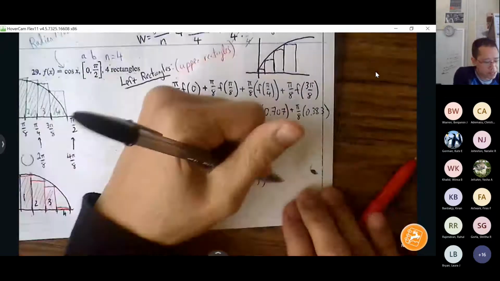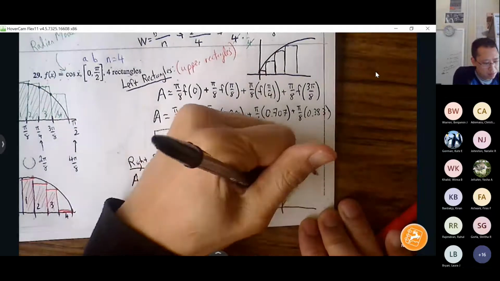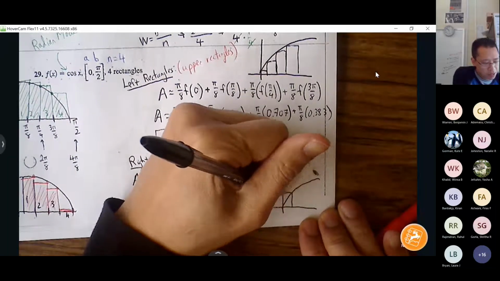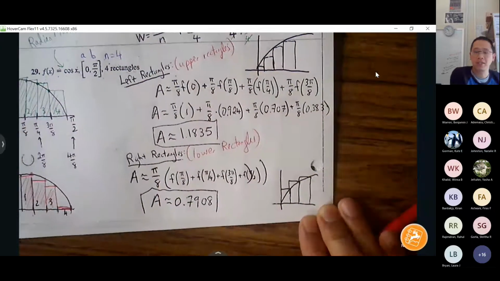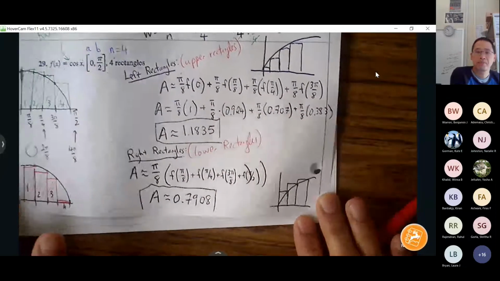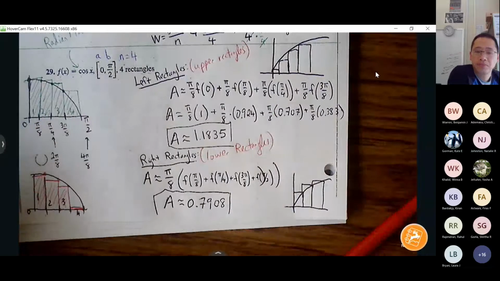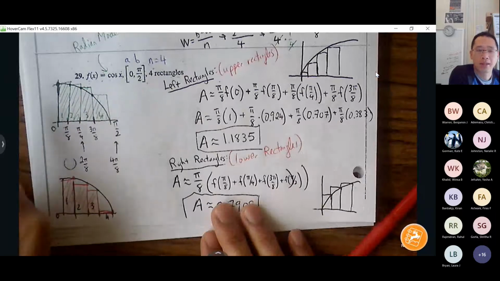Meanwhile, if the graph is rising, your right rectangles are going to end up being over approximations. Okay. I guess I meant more on the left side of the graph. If you had like a parabola. Oh, yeah, either side. I got it. Yeah.